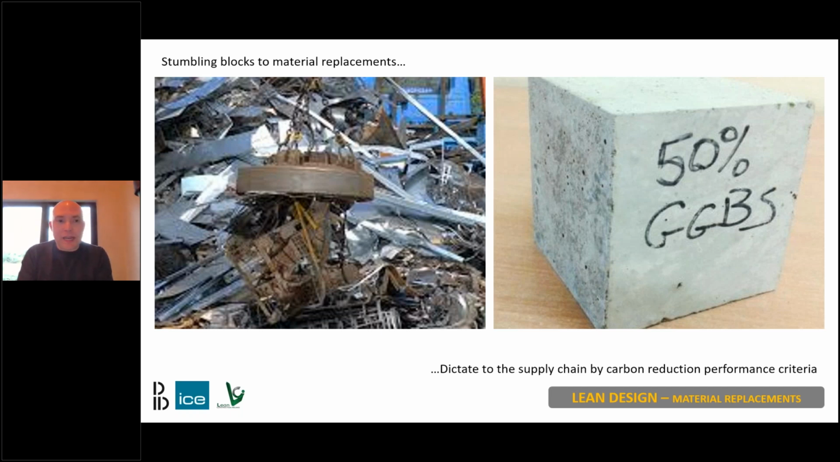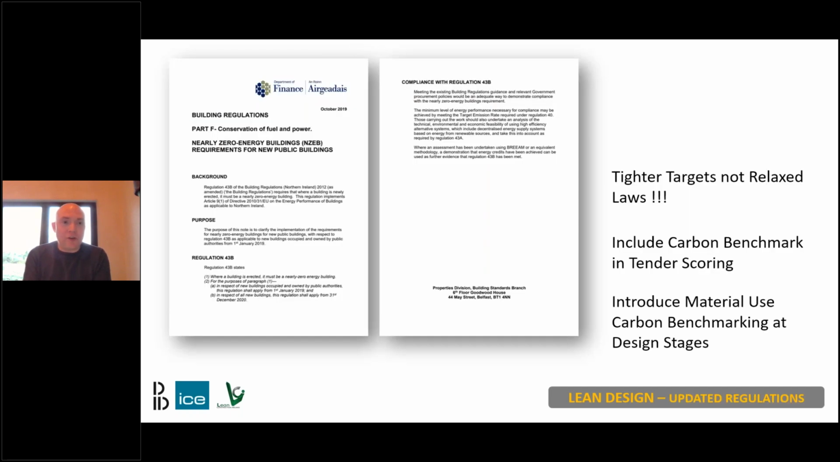One thing that we have in Northern Ireland, for instance, is the Building Regs Part F, and it's conservation of fuel and power. And we have something called NZEB, which is nearly zero energy buildings. And what's really unfortunate here is actually there was a piece of legislation that came out quite recently that said that if you meet the existing building regulations guidance and relevant government procurement policies, then your building can be deemed to be nearly zero energy build.